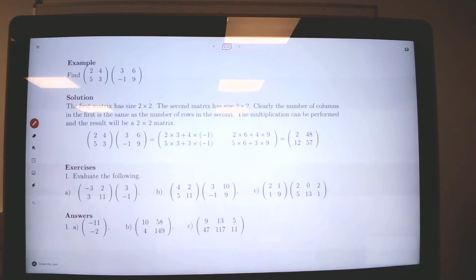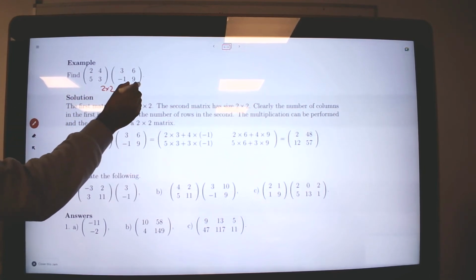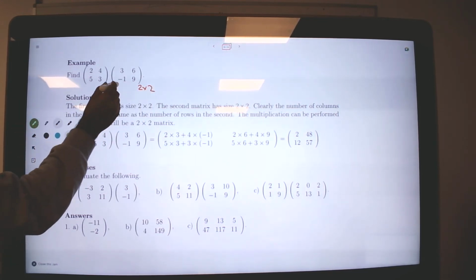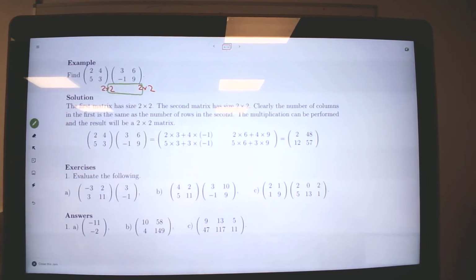Let's say this is the matrix A, the first one, 2, 4, 5, 3. And the other one is the matrix B, 3, 6, minus 1, 9. And I want to multiply them. The order of the first matrix is 2 cross 2, so I write that here, 2 cross 2. And the order of the second matrix is 2 cross 2. To multiply, I need to see that they are the same. Luckily they are the same, so I can proceed. If they're not the same, you just have to stop. You can't go further.